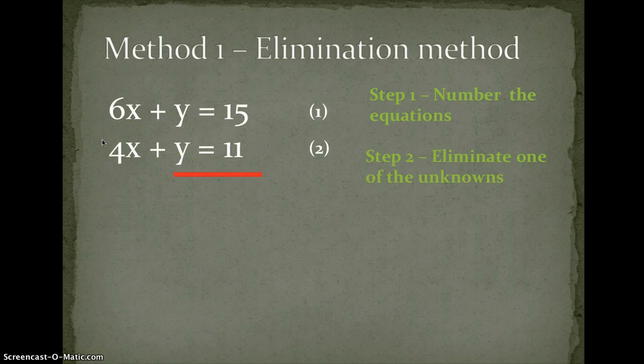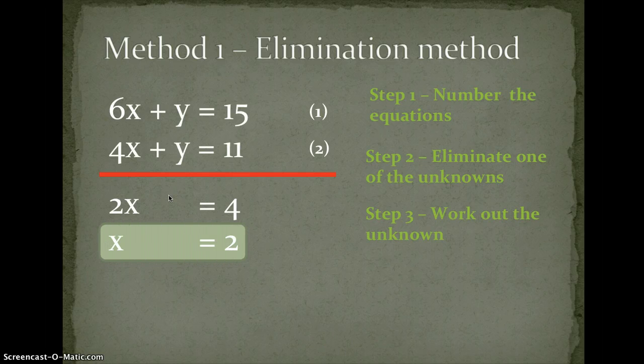Now I'm going to draw a line. Then we are subtracting 6x minus 4x. You'll have 2x. And then y minus y is going to be 0, so it will be gone. Don't forget to write the equal sign. 15 minus 11 is 4. Divide both sides by 2, and then you'll get x is equal to 2.